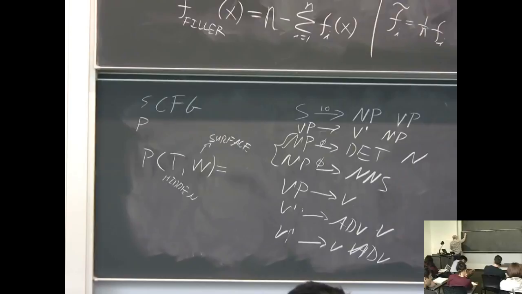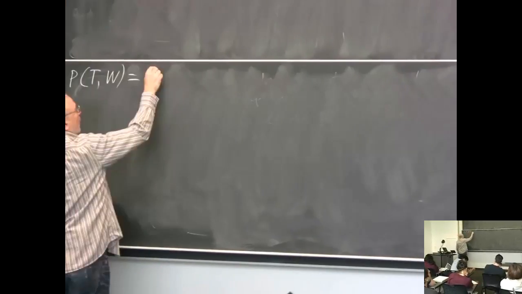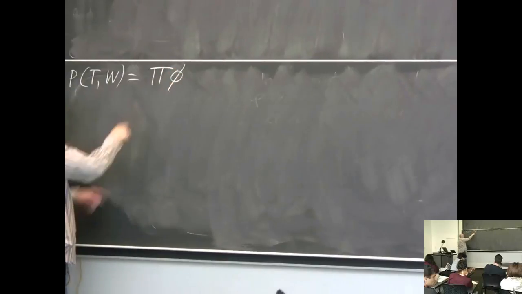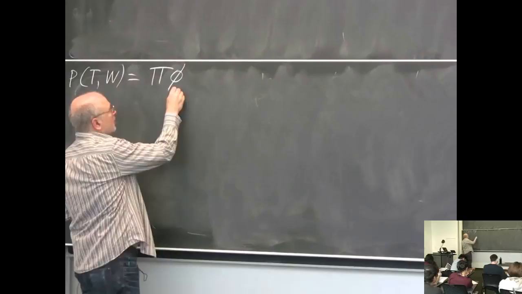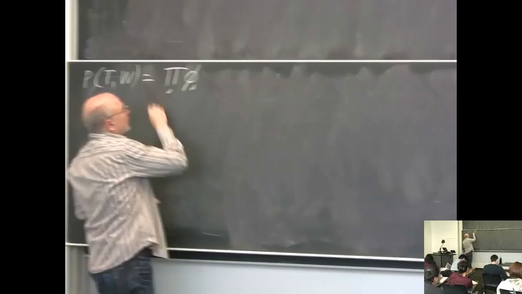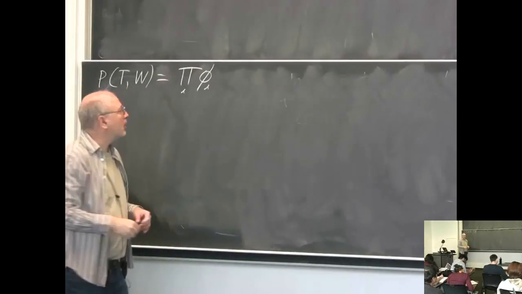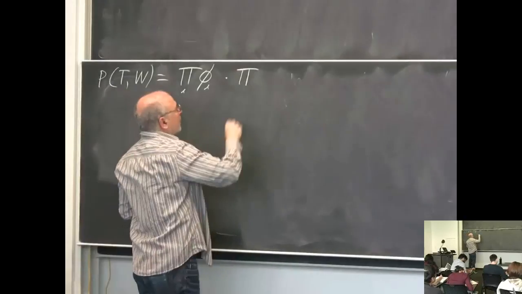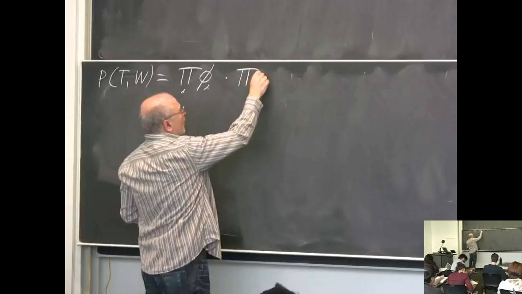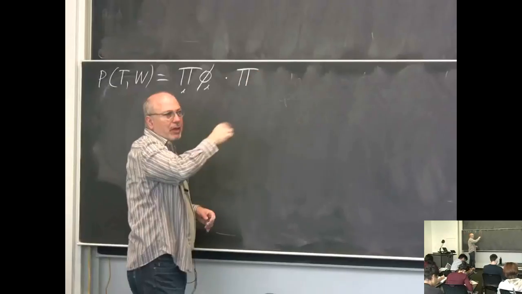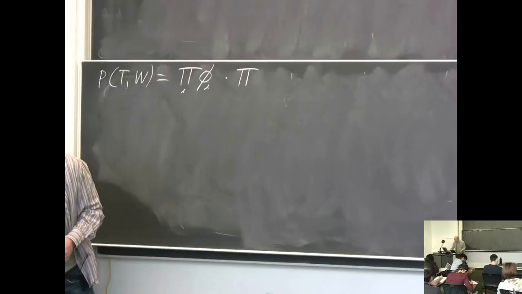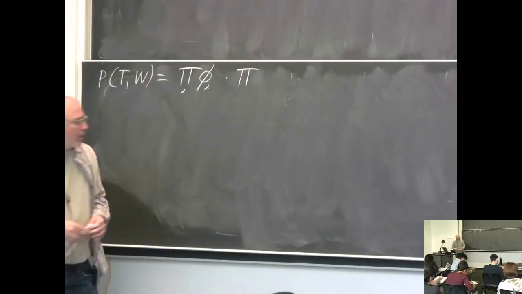The probability of the tree and the words can be written as a product of the phi's, these are the productions, times the product of the probability of individual words given the part of speech. What's the terminology they use here? Oh, they use phi for both of them.